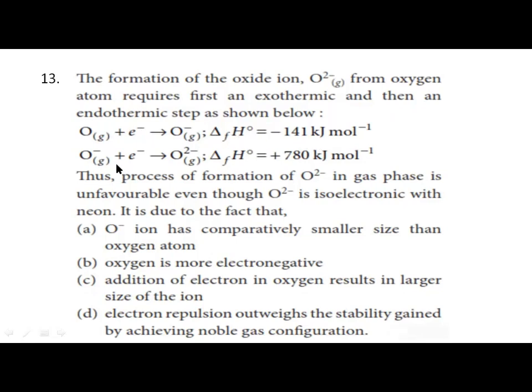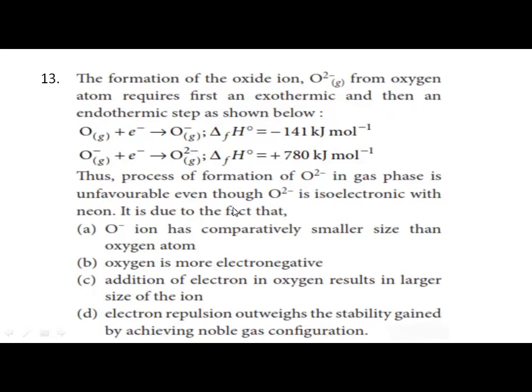Therefore, it is negative. O minus, once it gains an electron, forms, and this is endothermic. Okay, let us see what is the question asked. The process of formation of O2 minus in gas phase is unfavorable even though O2 minus is isoelectronic with neon.